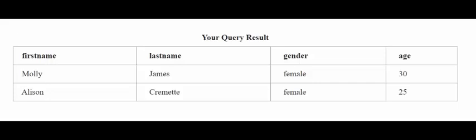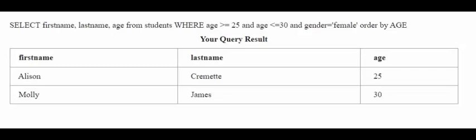You can write: SELECT first name, last name, age FROM students WHERE age greater than or equal to 25 AND age less than or equal to 30 AND gender equals female ORDER BY age. By default, ORDER BY age sorts records by age in ascending order. That is why Allison Cromet, 25 years old, is selected first.